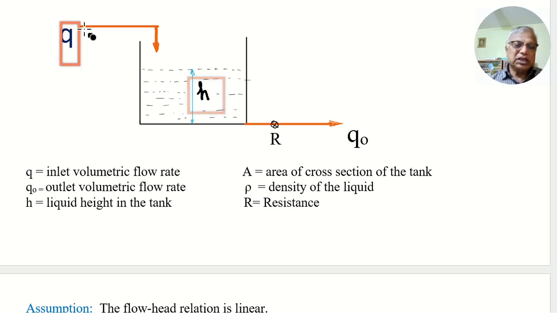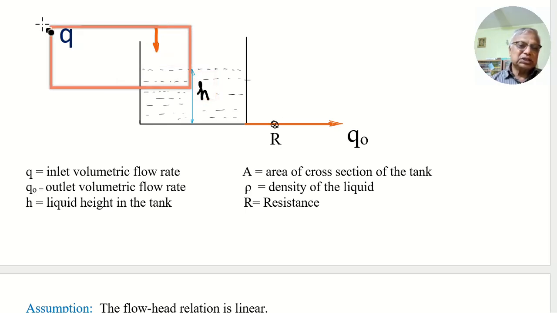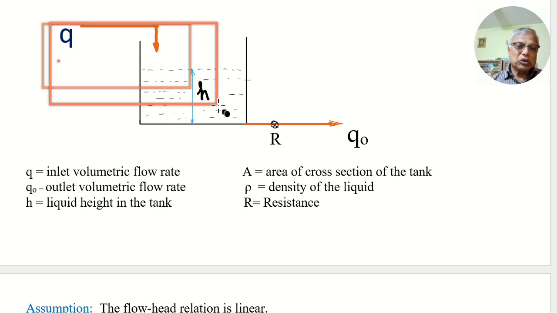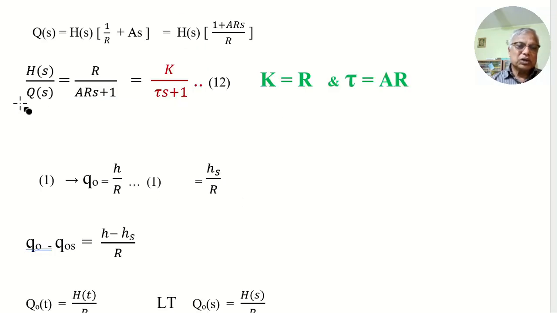When there is a change in Q and there is a disturbance in Q, H gets disturbed. H also changes. So what is the relation in terms of transfer function between H and Q? It is what we have derived. Hs by Qs is equal to K by (tau s plus 1). K is R and tau equal to AR.